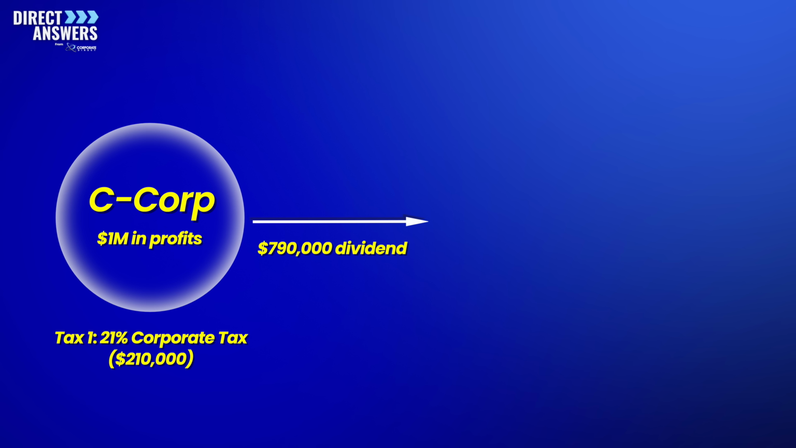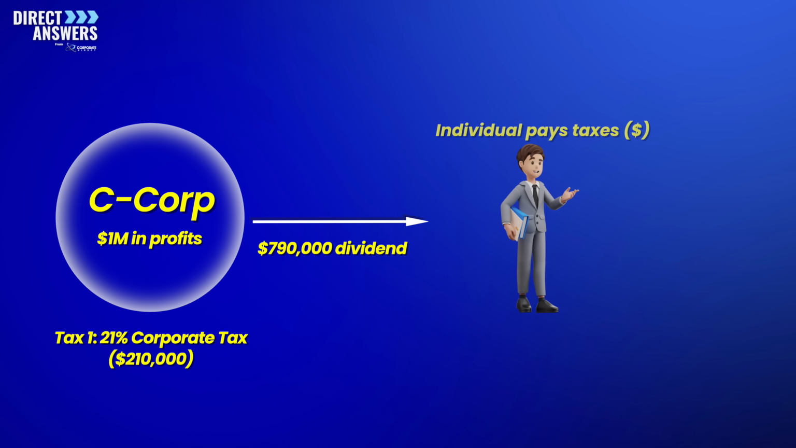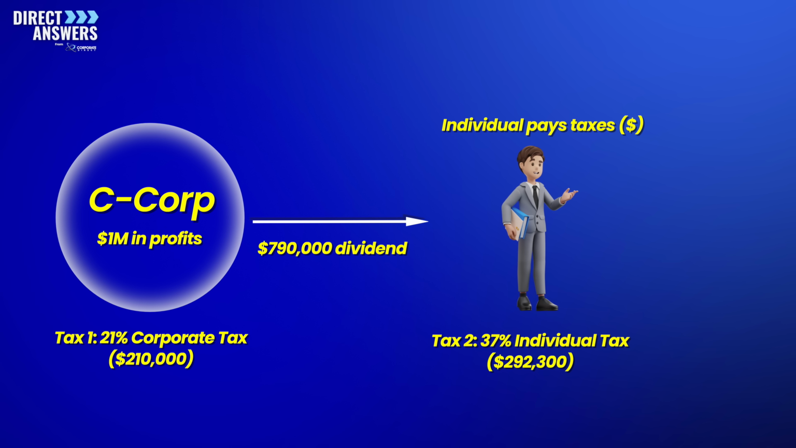Well, in this case, the shareholder pays a 37% tax on that $790,000. So in this case, the shareholder is paying $292,300 at the individual level. And the total tax here is just above $502,000, or more than 50% of the corporation's revenue.